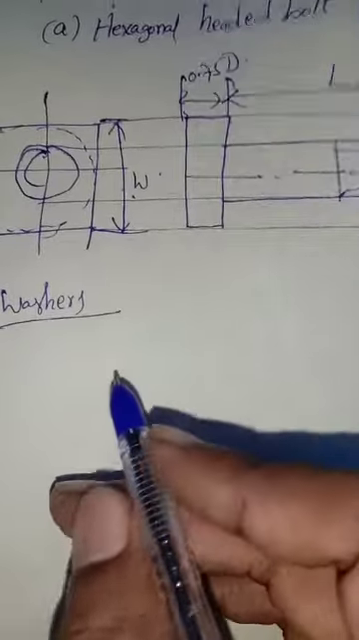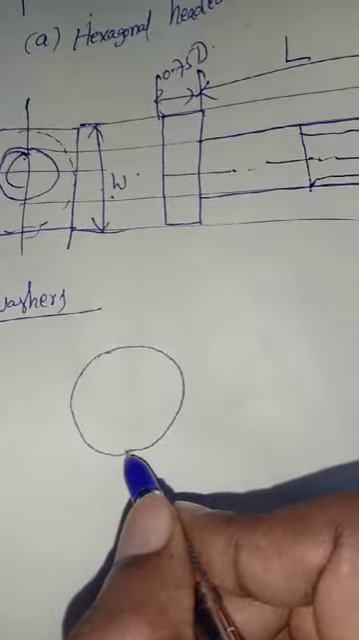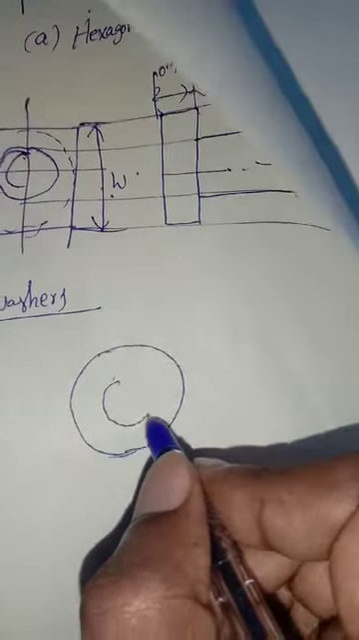Okay, and then see, this is the washer here. You draw a circle.